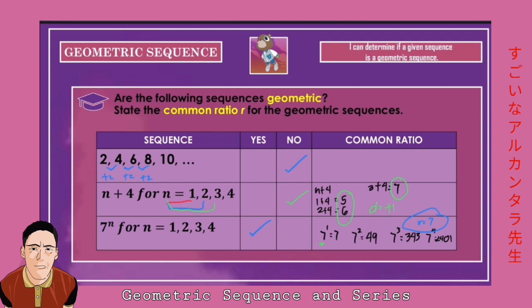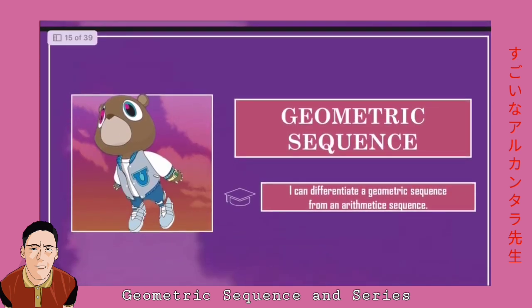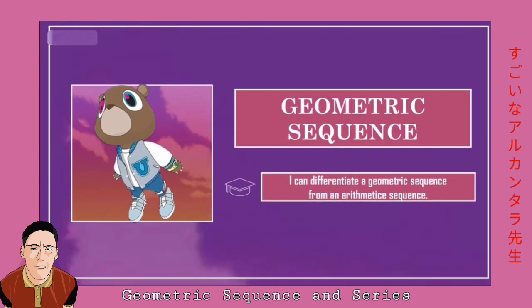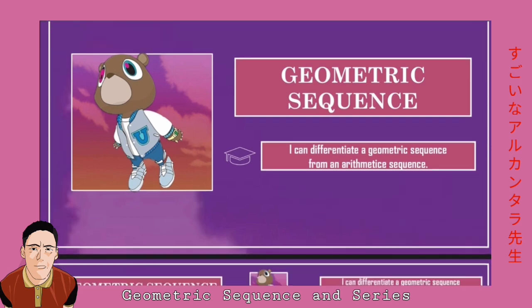Now that we're done with determining if a given sequence is geometric, and as you can notice with the non-examples, most of the non-examples given here, not all, most, especially these two, are examples of arithmetic. So what we're going to do is compare the difference between the two. That's our next target, to differentiate what makes a geometric and what makes an arithmetic sequence.